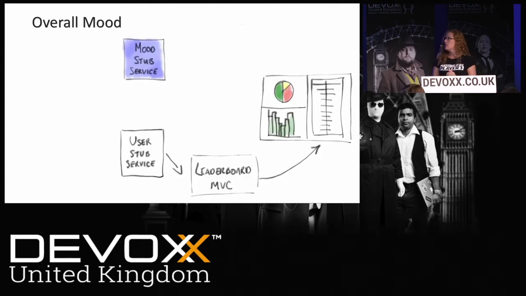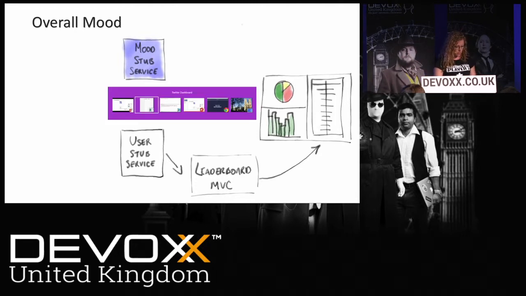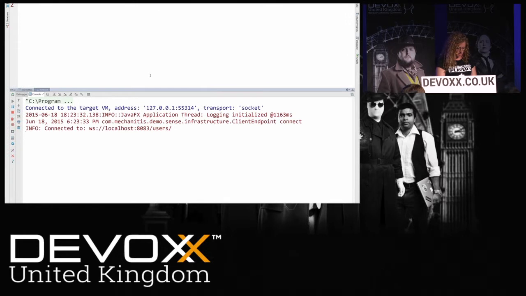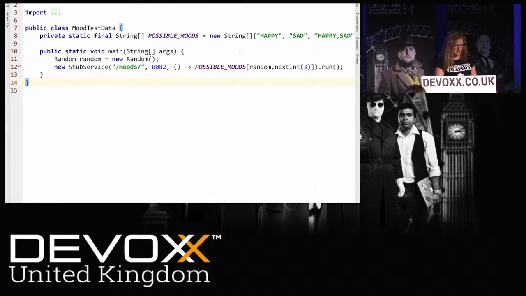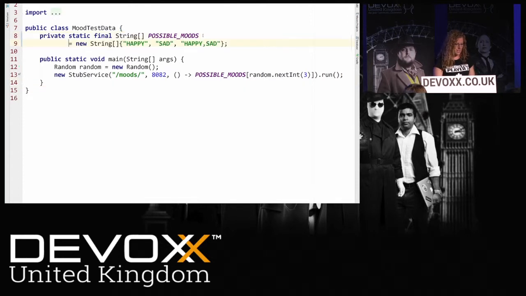And similarly to the user side of things, I need to create a stub service to emit these different moods. What the stub service is going to do, if I show it to you, is there are 3 different things it can send out. So happy, sad, or happy, sad, if it contains both. Obviously, you can see this being expanded to more complex mood analysis, but I'm just going to do happy and sad to begin with.